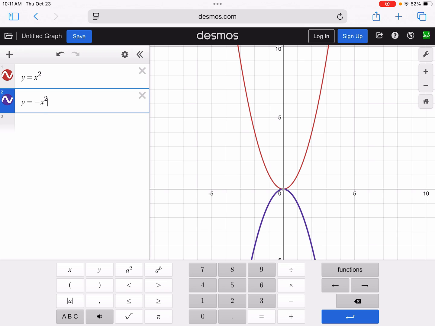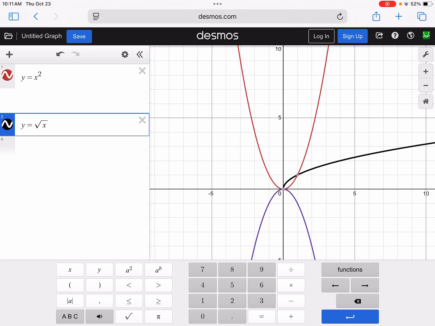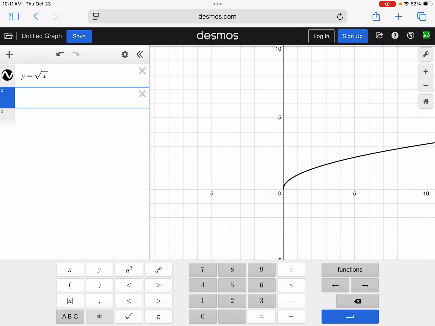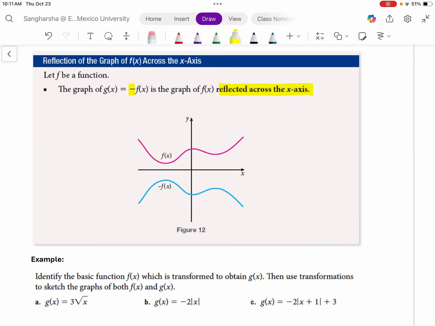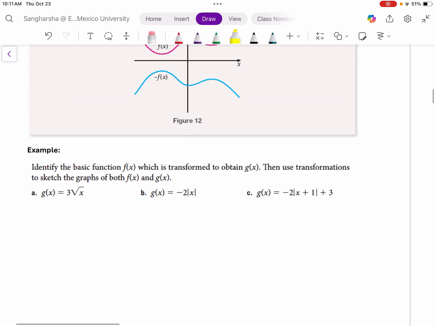In a similar way, let me take a different function. For example, we have y equals square root of x. So this is a new basic function. Now if we multiply this function by a negative, we get y equals negative square root of x. So this is the reflection across the x-axis. The graph gets reflected across the x-axis. So this is the case when we multiply our function by negative. Multiplying a function by a negative means we are reflecting our graph across the x-axis. So this is the next transformation.